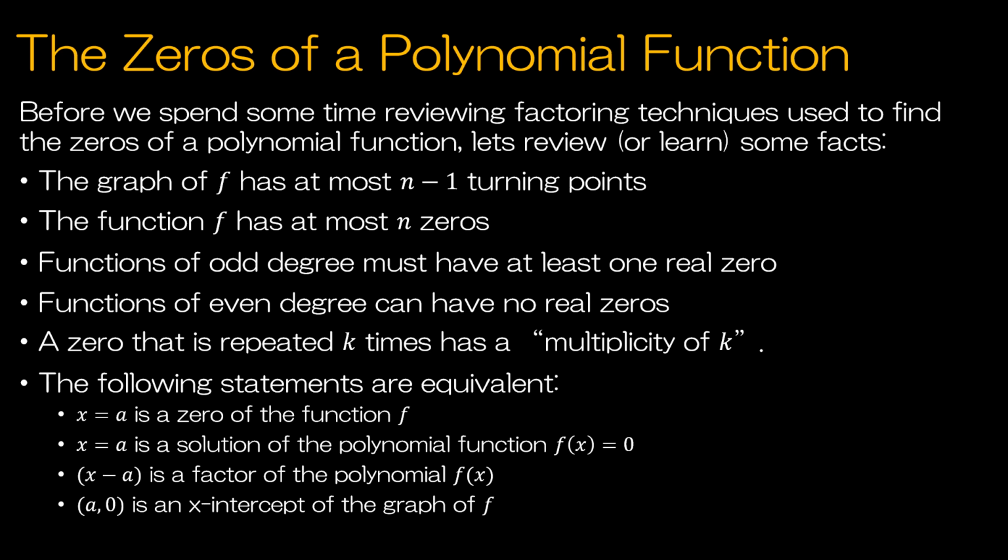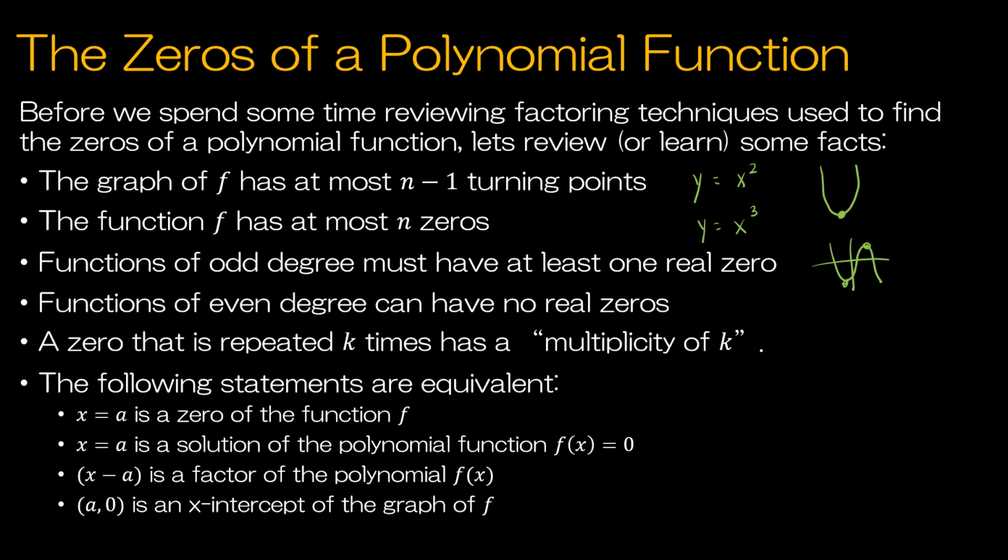So one fact, the graph of f has at most n minus 1 turning points. If you'll recall, n was the greatest degree. So when I had a quadratic function, I always have a parabola. That means it has one turning point. If I have a cubic function, it can look like this, 1, 2 turning points. You get the idea, n minus 1 turning points.